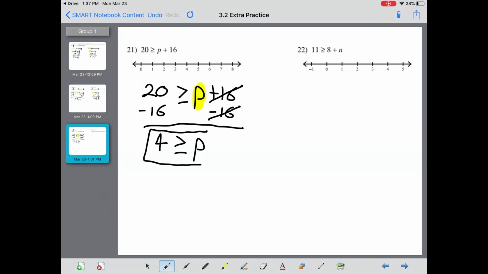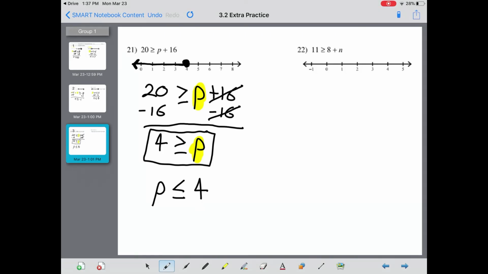Now, the variable, again, is on the right-hand side. We want it to be on the left-hand side in order to graph it on our number line. So we're going to flip the entire inequality over. p is less than or equal to 4. So I'm going to put a closed dot on 4, and all values less than 4 are to the left.